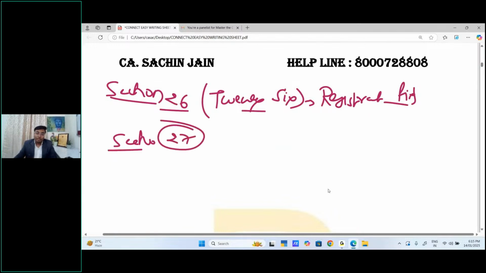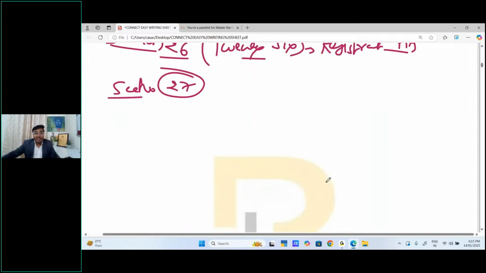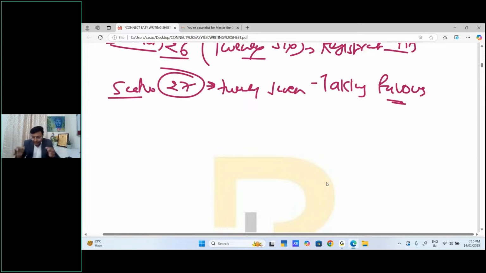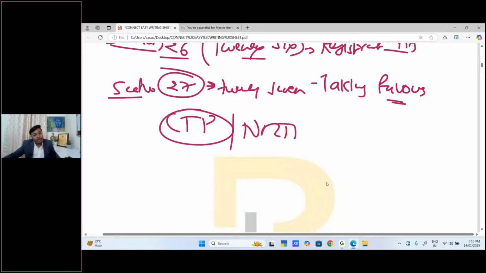Section 27, taking favor. Section 27, just try to link this word 27, taking favor. Taking favor of whom? Section 27 is taking the favor of casual taxable person and non-resident taxable person. Let's understand what you mean by this CTP and NRTP.